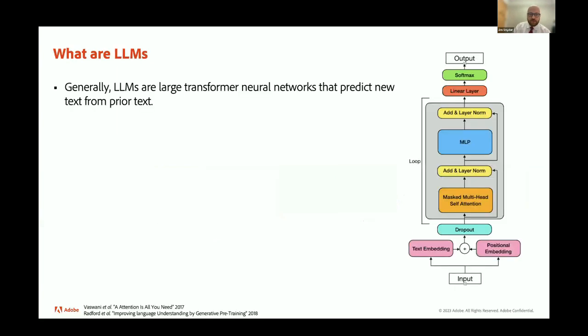So the first thing I want to cover is basically what LLMs are. LLMs are essentially a large transformer neural network that predicts new text from prior text. Technically, they don't have to be transformers, but pretty much all of the major ones are. And to the right, you have a diagram of a transformer architecture, which shows blocks at a high level what they are. And the transformer architecture is actually a pretty simple structure.